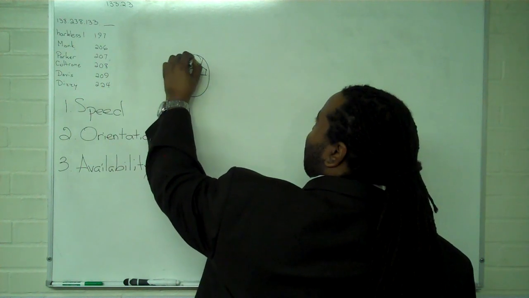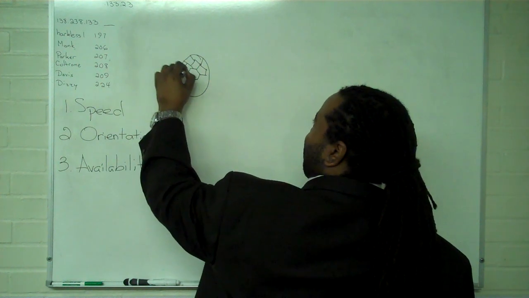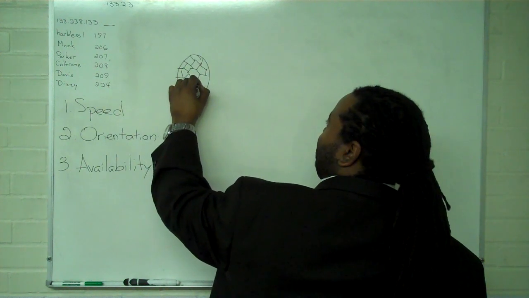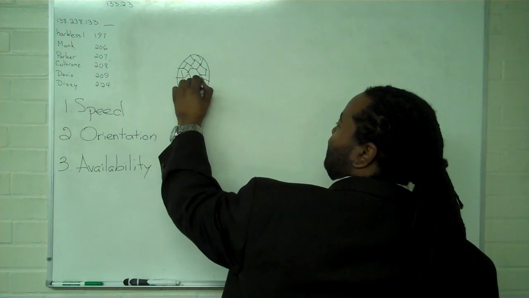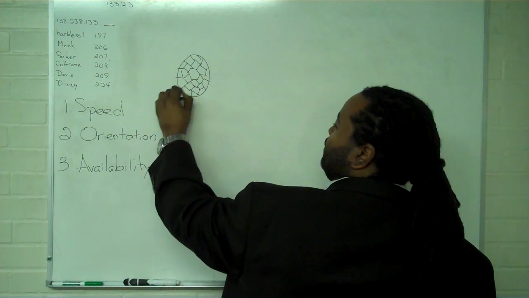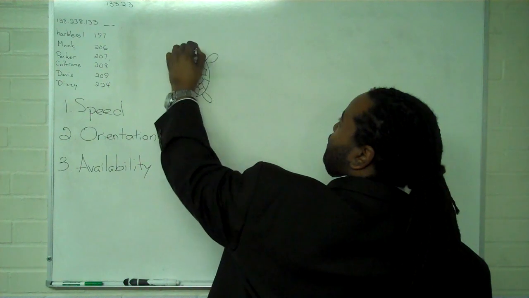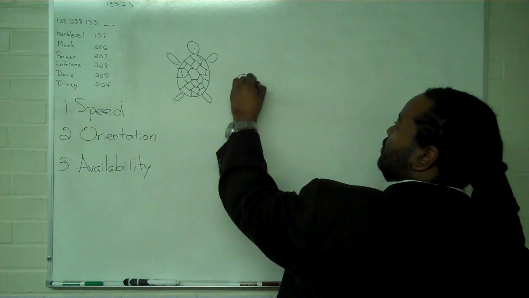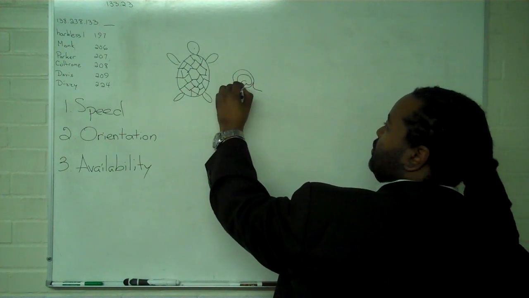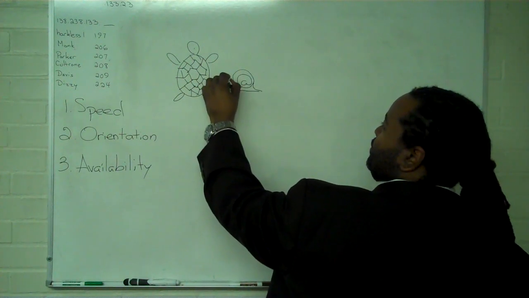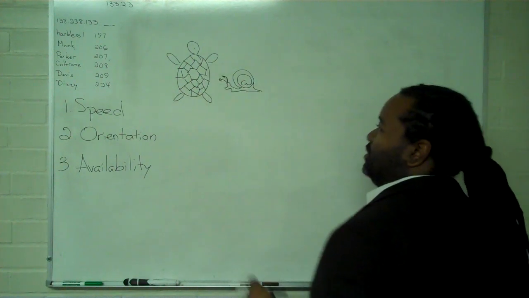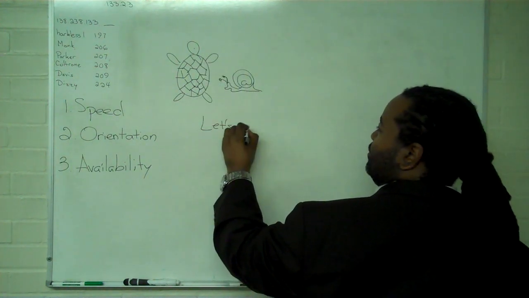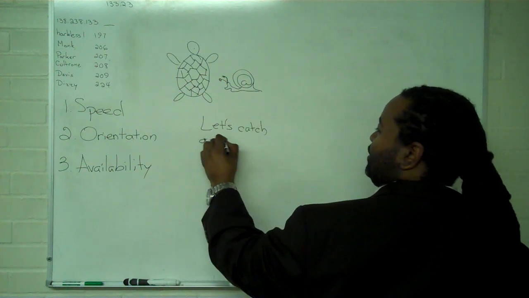And so we've got, hopefully you're figuring out that this is some kind of turtle. So we've got our turtle guy here, and we're going to have him with his friend. So here's our turtle. And we're going to have his friend, Mr. Snail. Sad looking little snail there. He's kind of messed up. And so they say, you know what? Let's catch a rabbit.